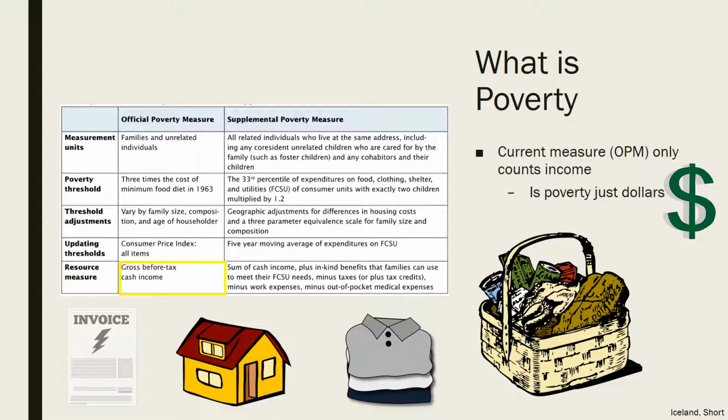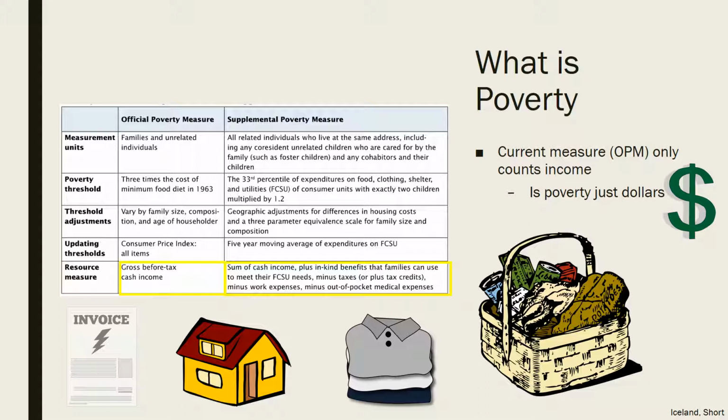The National Academy of Science proposed a supplemental poverty measure, SPM, in an attempt to measure who is really in poverty. The SPM measures income plus in-kind benefits and near-cash benefits and subtracts the work-related and out-of-pocket medical expenses of a family. SPM measures everyone's spending on FCSU, which is food, clothing, shelter, and utilities, and finds the 33rd percentile spending. It will then multiply this amount by 1.2 to allow for some additional funds.